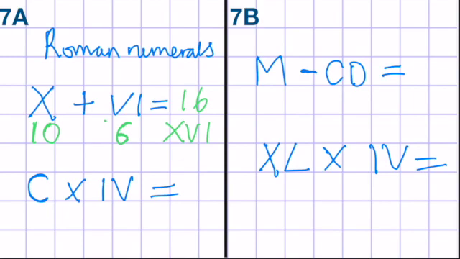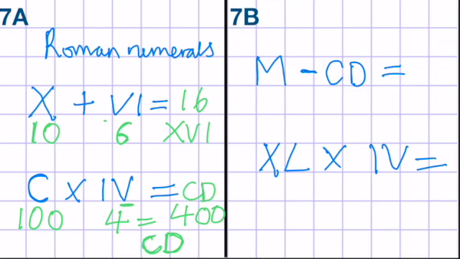Okay, C is 100 and it's times IV. IV is 4 because the V is 5 and we take away the 1. So it's 100 times 4. Now 100 times 4 is 400, and in Roman numerals, if I write that underneath, D is 500 and you take away 100, which is C. So it's CD. 400 is CD.